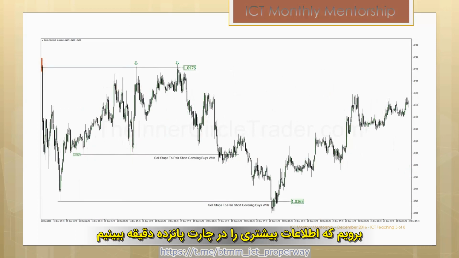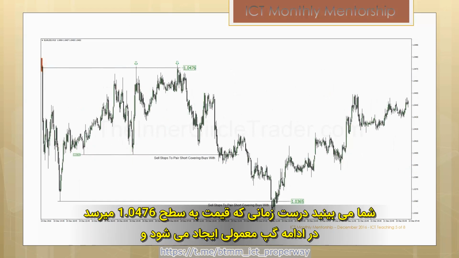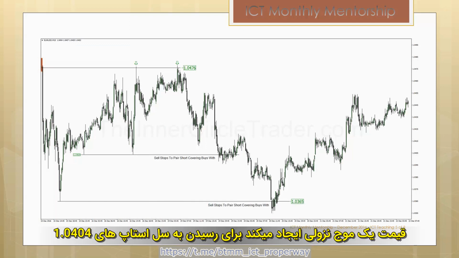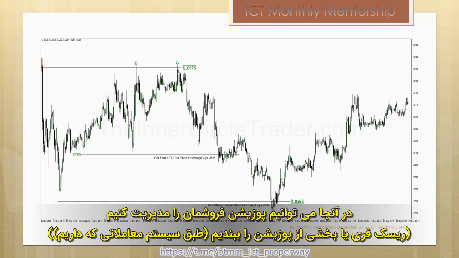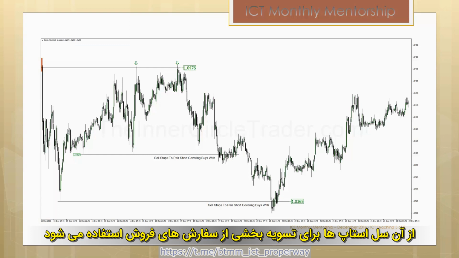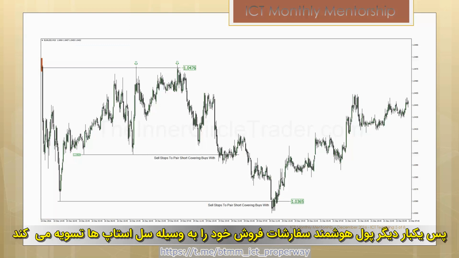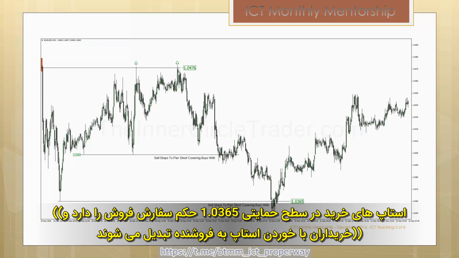Seeing a little bit more information here in this 15-minute time frame, you can see once that 104.76 level had been hit, the gap had been closed at entry at 104.70 with an ideal use of a common gap. Price makes a run for 104.04 sell stops, where we can take a cover on positions that are short. Those sell stops are used to pair up short covering buys with. And price makes one more leg lower, making a run out on 103.65. So again, one more time, pairing up sell stop orders with buys to cover on shorts.